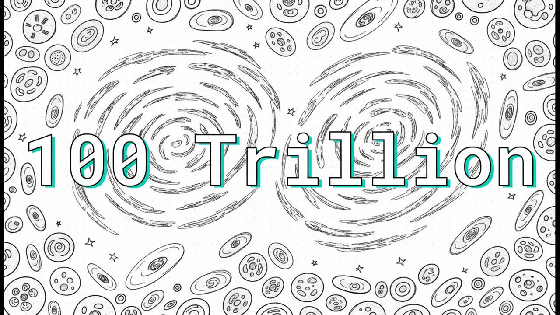Okay, let's kick things off with this mind-blowing number, 100 trillion. Just take a second to look at all those zeros. 100 trillion is the current scientific estimate for the exact number of cells inside a human person. It's kind of hard to wrap your head around, right?